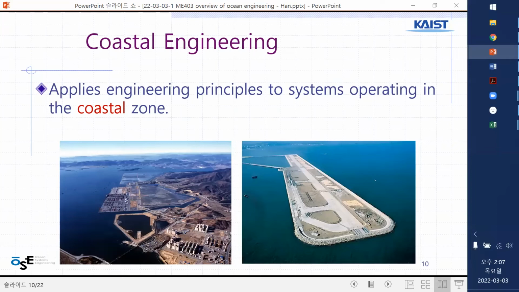But they fill in, oh, you may fly to Incheon Airport when you arrive in Korea. Incheon Airport is similar to this one, much bigger than this one, but they constructed the airport using an existing island, filling up more area. So coastal engineering is like this port and airport near the ocean.